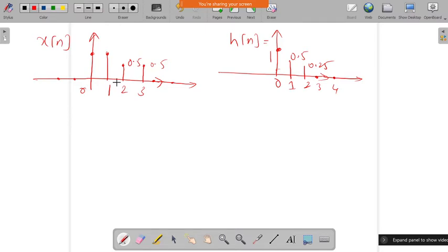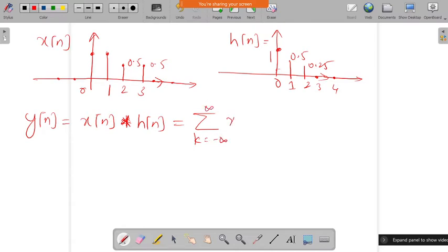Now we need to find the convolution sum. What is the equation for convolution sum? That we already know: x of n star convolution h of n equals summation k equal to minus infinity to plus infinity x of k into h of n minus k. In this summation, the input is in terms of x of n and the impulse response is in terms of h of n, but in the equation we are varying the variable as k.